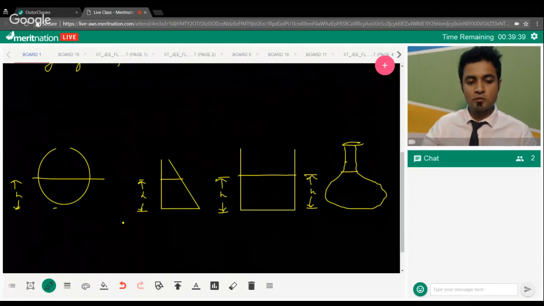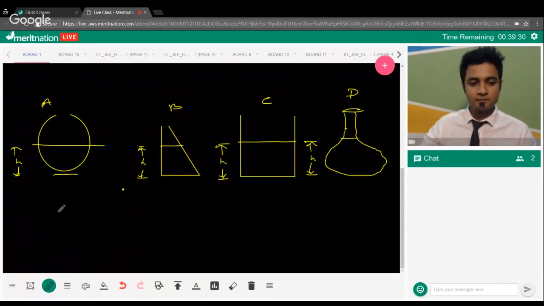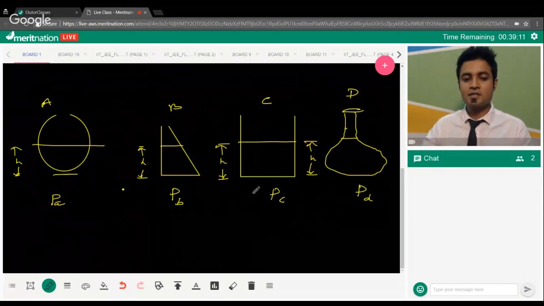Suppose this is A, this is B, this is C, and this is D, and everywhere the liquid is filled up to a height of h. The pressure at the bottom of A would be PA, this is PB, this is PC, and this is PD. If I ask you where the pressure is maximum and where the pressure is minimum, can anybody respond?